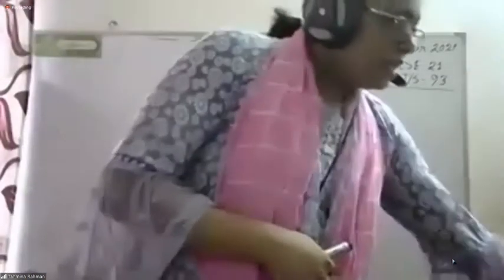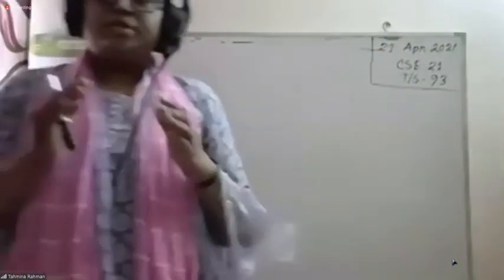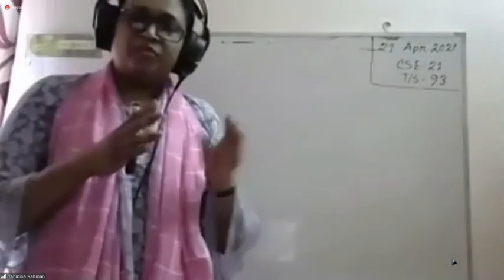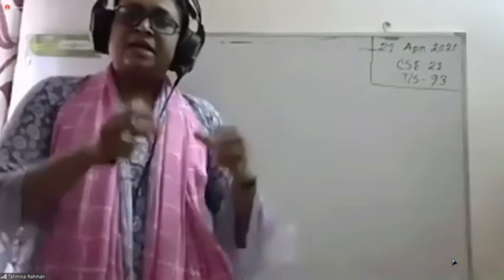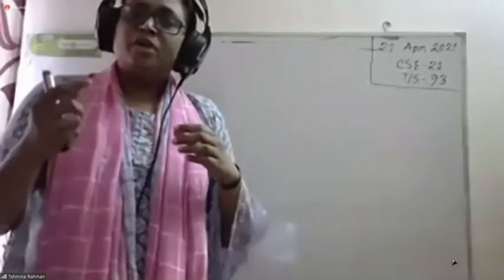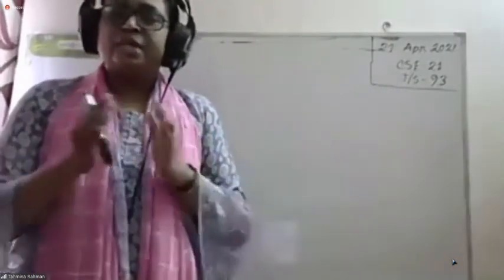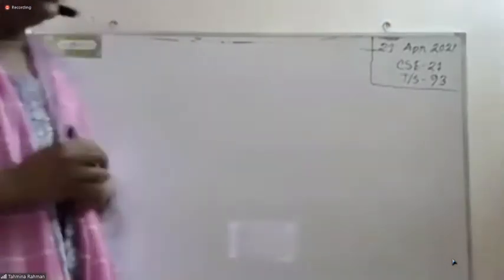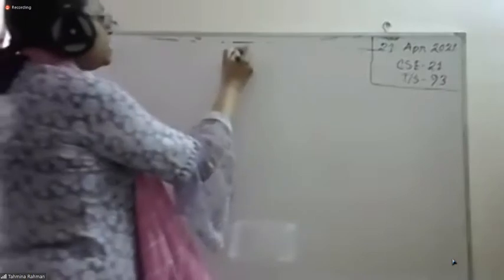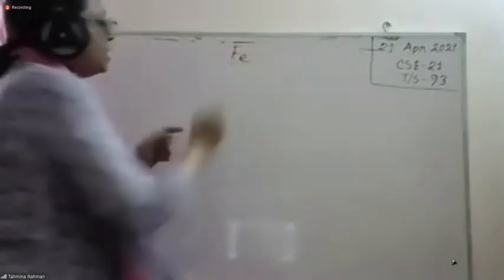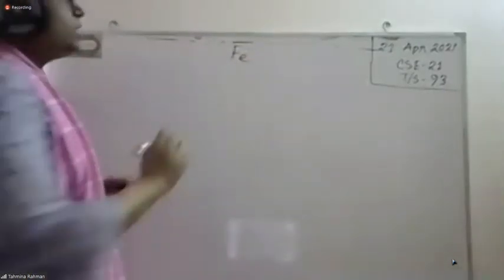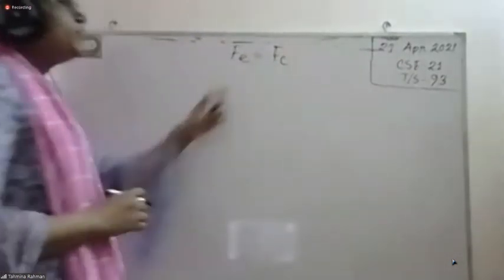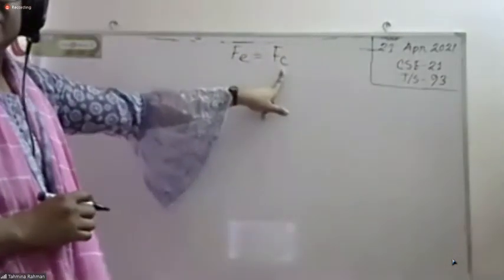Already I told you one thing: electrons are stable in the orbit because there is an electrostatic force working on it, and the centrifugal force working on it. These two forces are equal, okay? So we can start with that. If electrostatic force is equal to centrifugal force.